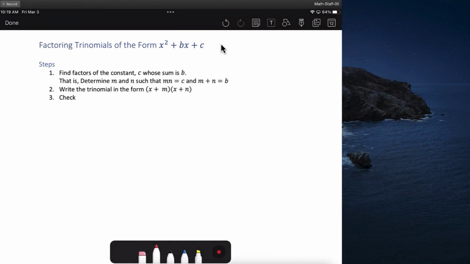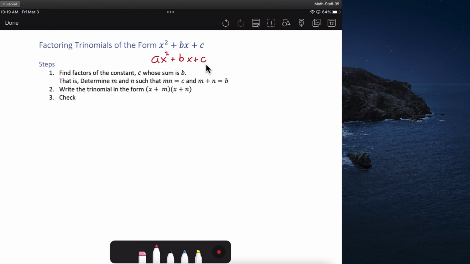In this video, we will be factoring trinomials of the form x squared plus bx plus c. Notice that the leading coefficient, a, is understood to be 1 in the following examples. The steps to do this are: 1. Find factors of the constant c whose sum is b. That is, determine two numbers m and n whose product is c and whose sum is b.